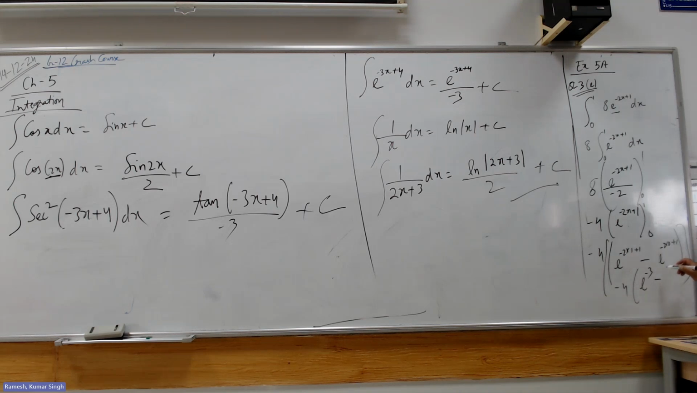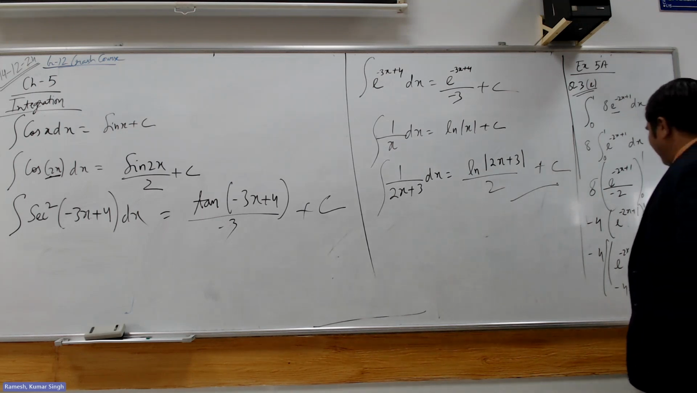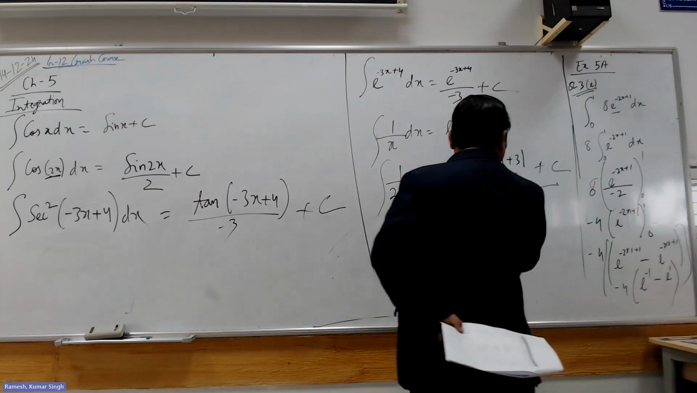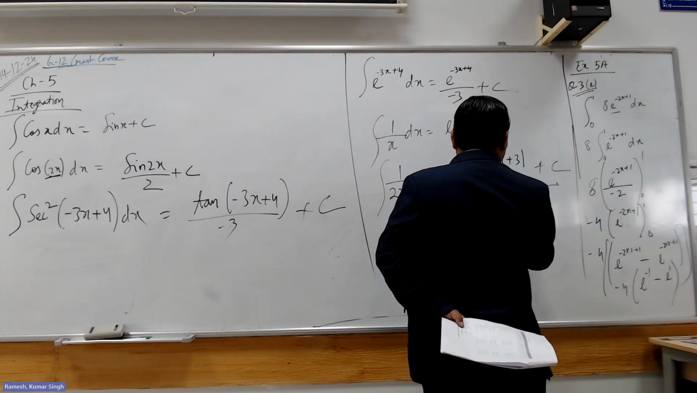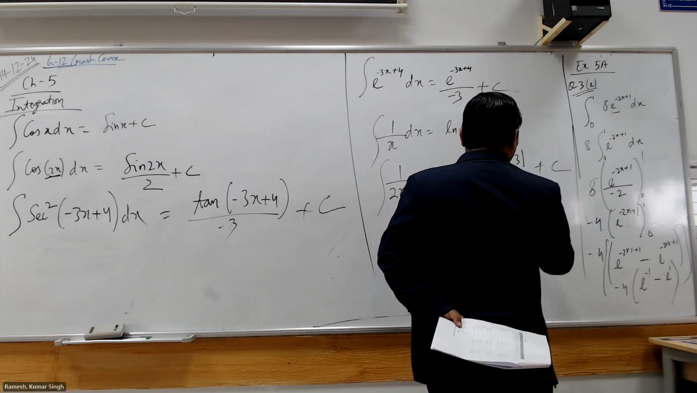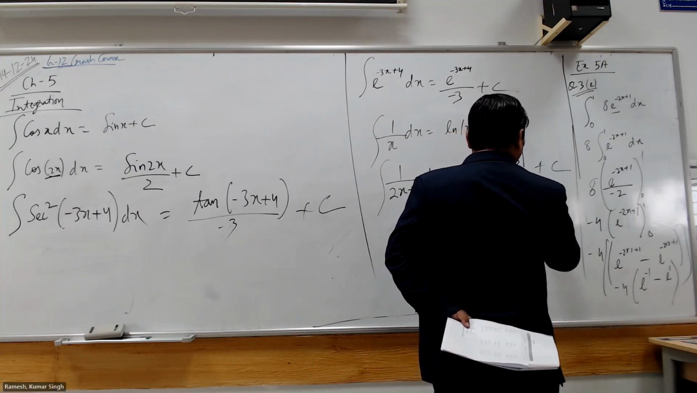And here we get e to the power 1. Supposed to be negative 1, yeah. Negative 4, e to the power negative 1 minus e to the power 1, which simplified further, you will get minus 4 over e plus 4.